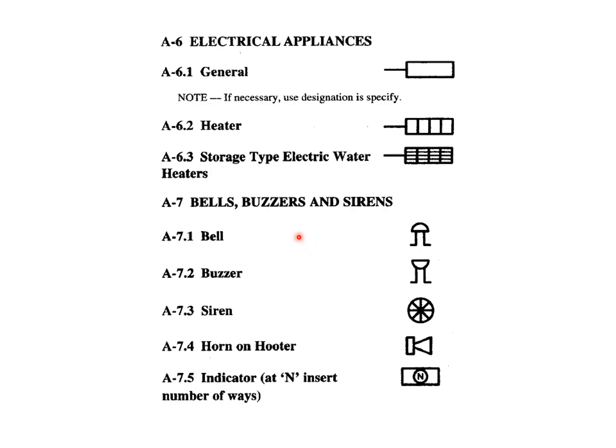Friends, various types of symbols: heater or storage type electrical water heater are shown by these two symbols. Then bells, buzzers, and siren are shown by these three respective symbols. Horn or hooter is shown by this type of symbol, and indicator.